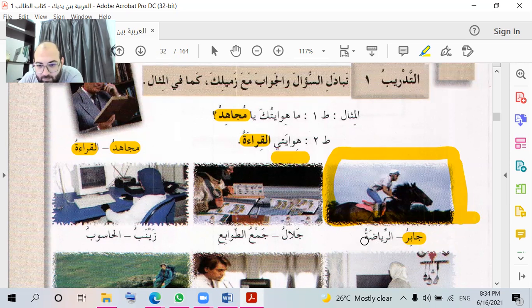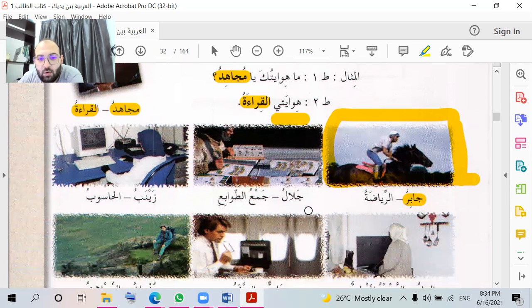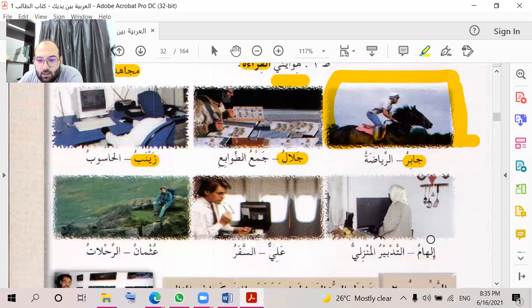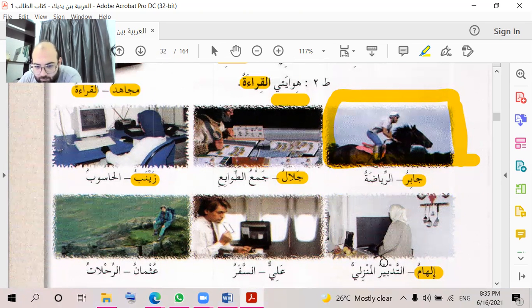هوايتي الرياضة. ما شاء الله. دكتور عمر، ما هوايتك يا جلال؟ هوايتي جمع الطوابع. ما شاء الله. حجة ميمونة, if you are زينب, ما هوايتك يا زينب؟ هوايتي الحاسوب. ما شاء الله. If we say أستاذة خياطي, if you are إلهام, ما هوايتك يا إلهام؟ هوايتي التدبير المنزلي. ما شاء الله.